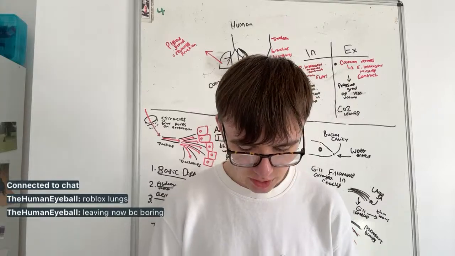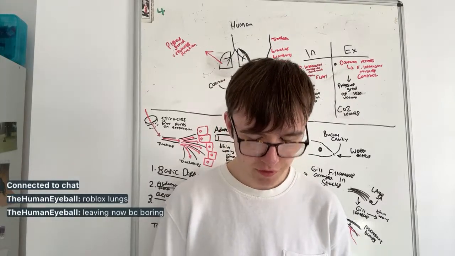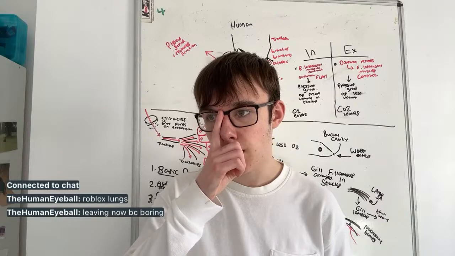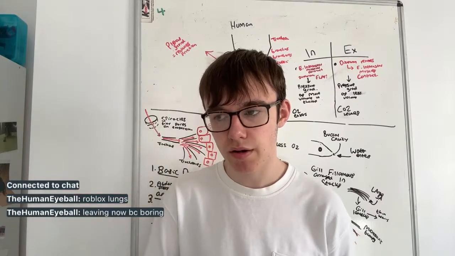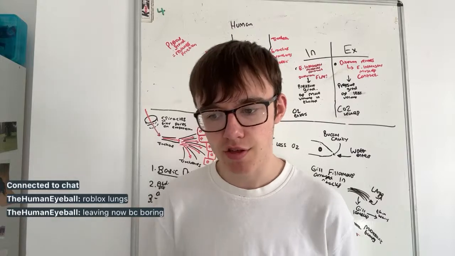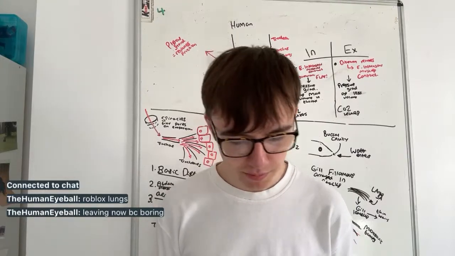How are alveoli adapted to reduce diffusion distance? They are 1 cell thick. They have a high surface area to volume ratio. And, well, they have a high surface area. And they have a constant blood supply.